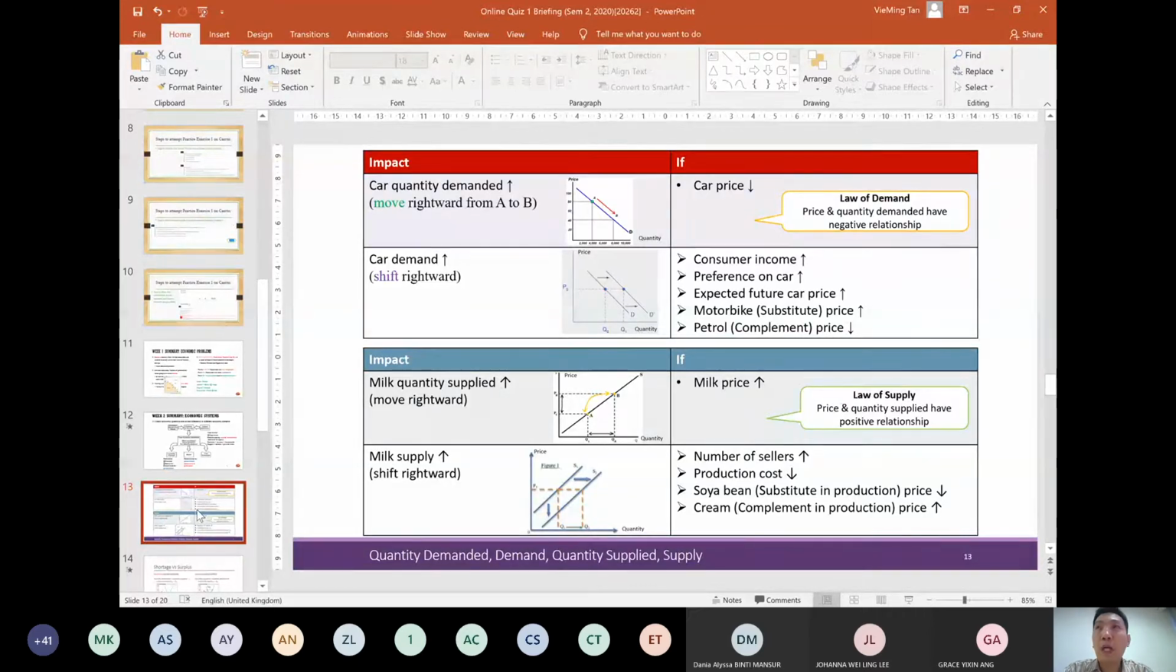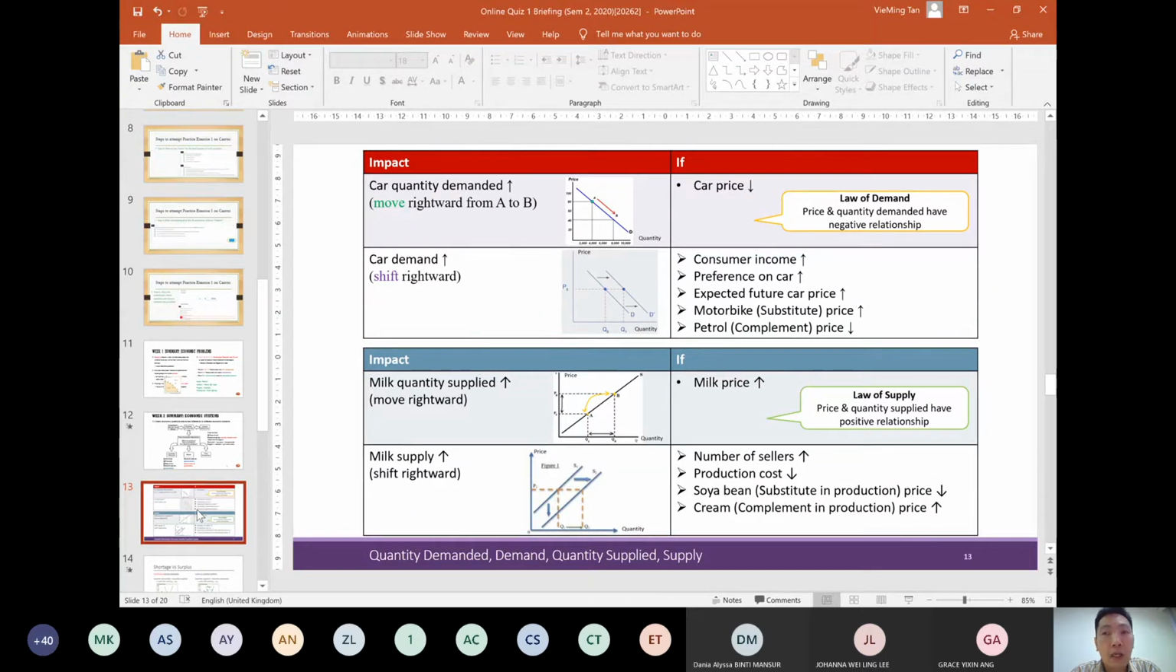So at this stage, you should be able to know the meaning of the law of demand. So what is the belief from the law of demand? Anybody? What is the assumption or the belief from the law of demand? Quantity demanded and price are negatively related. Yes, so that means there is a negative relationship between the product price and quantity demanded.